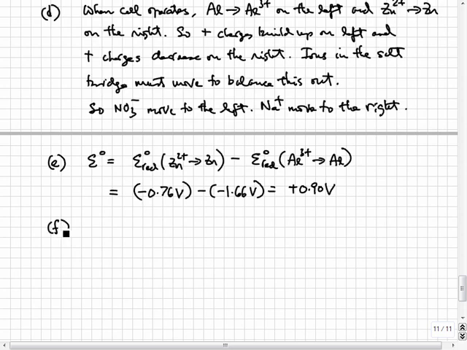F. Because the overall cell potential is positive, the reaction is spontaneous, so delta G should be negative.